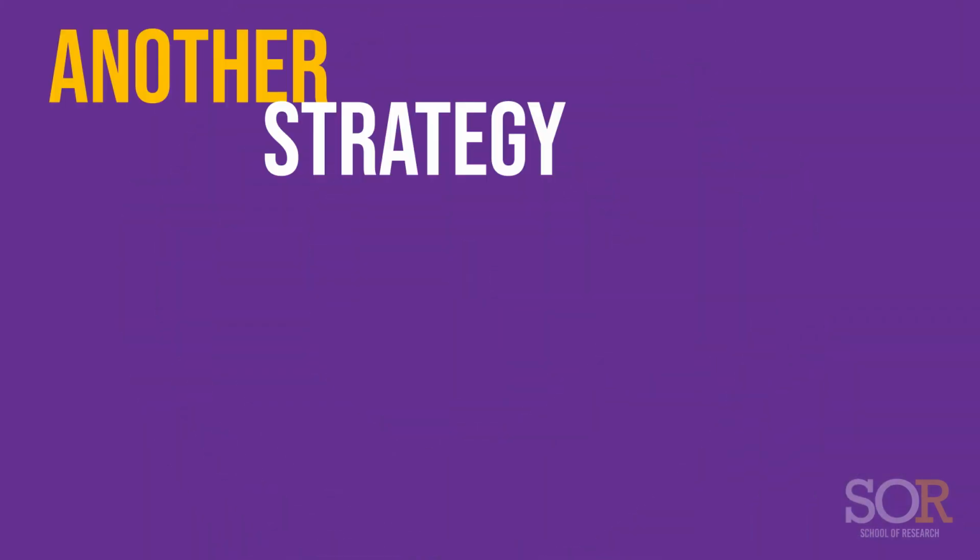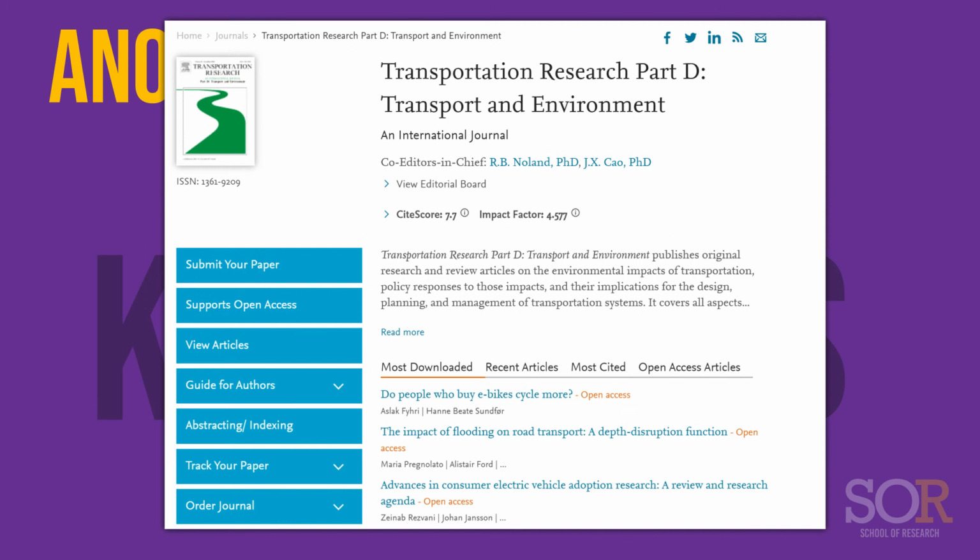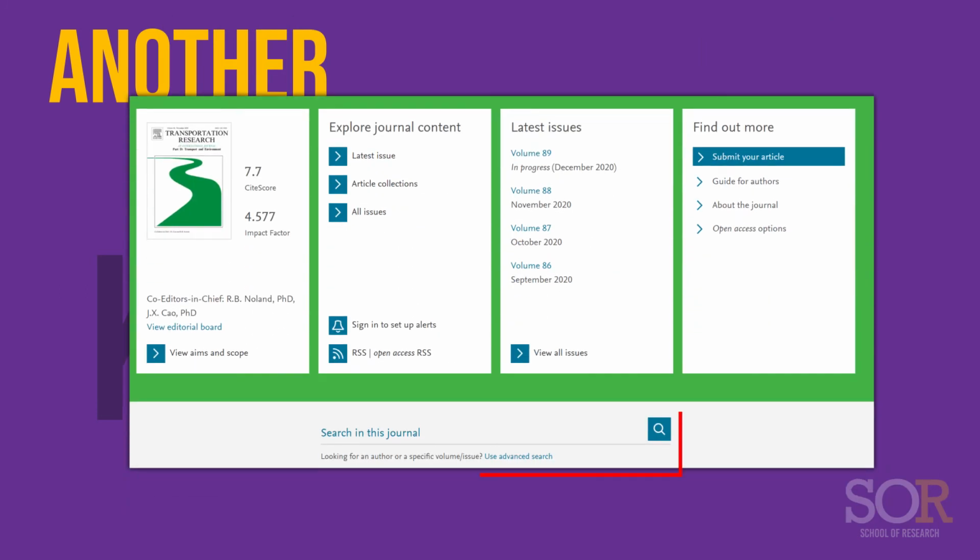Another strategy that you can use is searching in the journal for keywords related to your academic paper. To do this, go to the journal website that you would like to publish in. Then go to View Articles. You will see a search bar where you can type in keywords. If you see papers that are like yours, this should encourage you to send your paper to this journal.